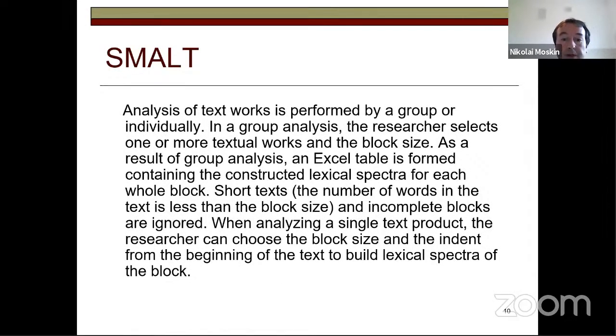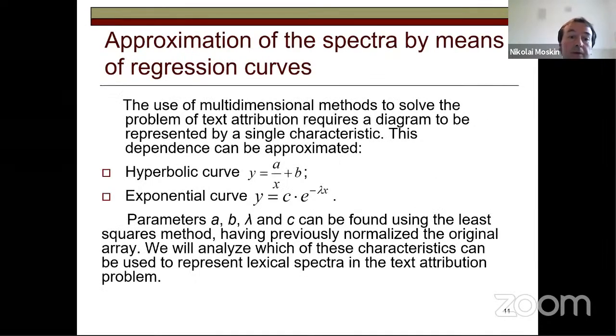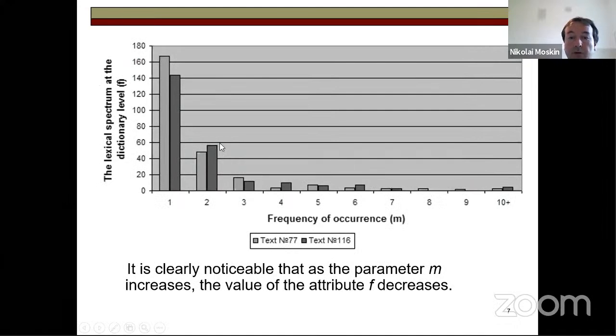The analysis of text works is performed either as a group or individually. In a group analysis, the researcher selects one or more textual works and the block size. As a result of group analysis, an Excel table is formed containing the lexical spectrum of each block. Short texts and incomplete blocks are ignored. When analyzing a single text work, the researcher can choose the block size and the indent from the beginning of the text to build lexical spectra of the blocks. Then, the use of multidimensional methods to solve the problem of text attribution requires a diagram to be represented by a single characteristic.